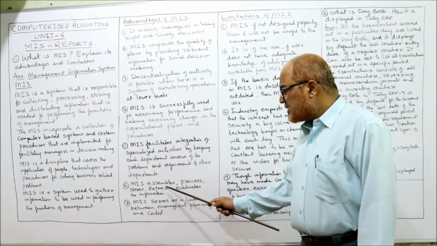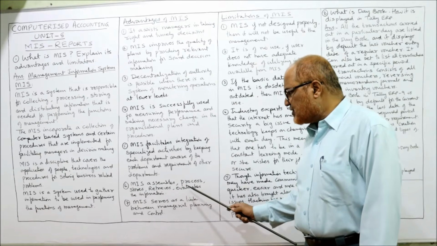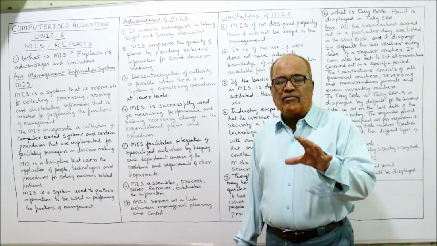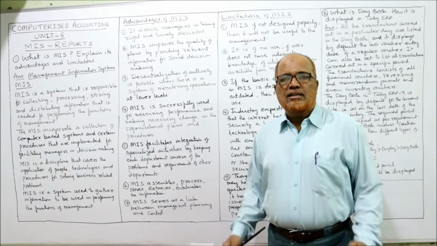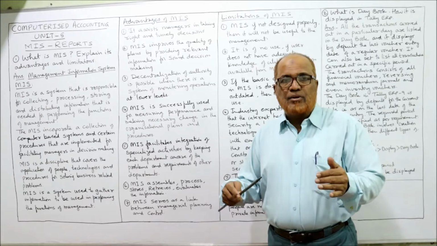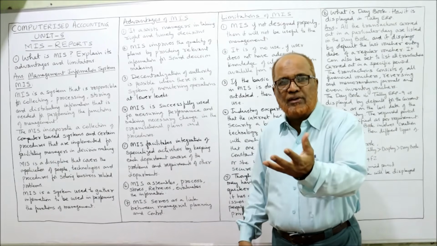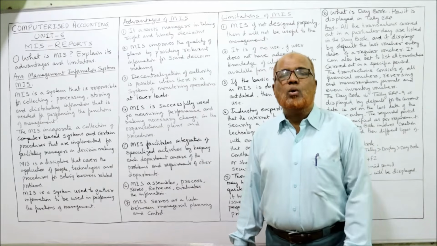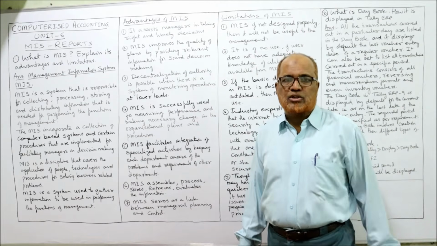Next, MIS assembles, processes, stores, retrieves and evaluates the information. The best advantage is that this MIS will collect the information, process the information, store the information, retrieve the information and supply the information to all the departments which require information.